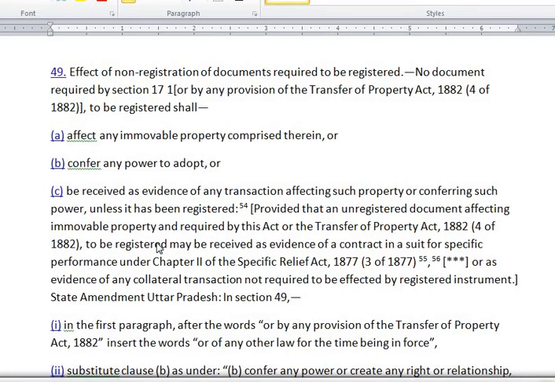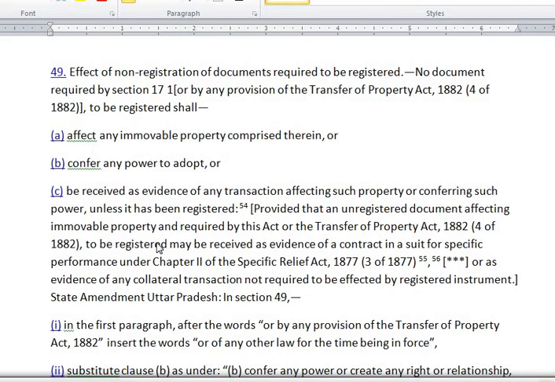But the problem is that the Registration Act is a special Act, so the Registration Act will apply. According to 91, I can prove the non-registered document also. As per 91, I can prove the non-registered document also, because 91 simply says the document only has to be produced. 91 is not concerned about the registration or non-registration. But section 49C of the Registration Act is a special provision and 91 is a general provision. And a special provision always prevails.